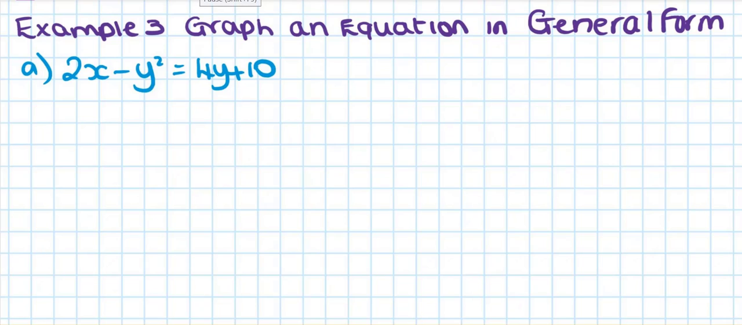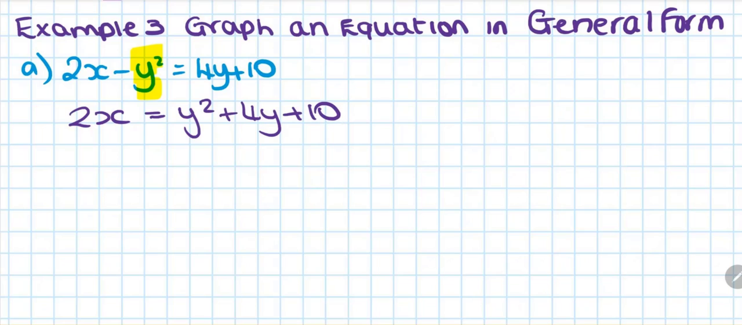Okay, so example 3, graph an equation in general form. So we have 2x minus y squared is 4y plus 10. If we look at our equation, we can see we have a y squared, so we're going to write the formula in the form of x equals. We need x's on the one side, so 2x, and I can add y squared to both sides. So we'll have y squared plus 4y plus 10.